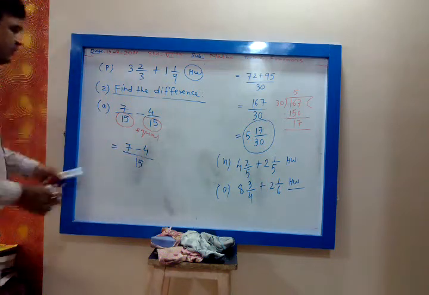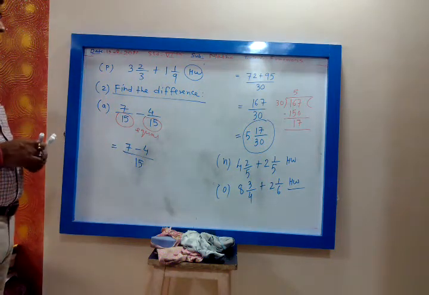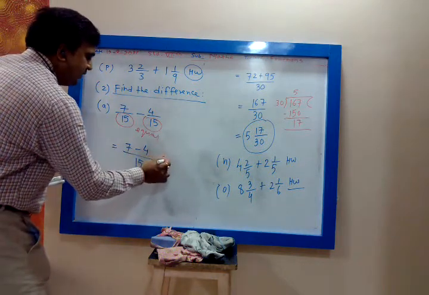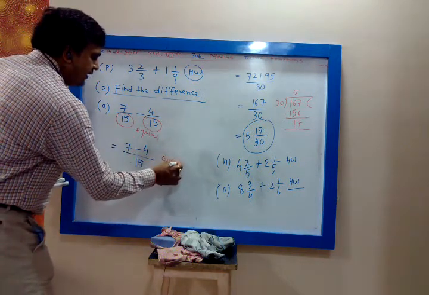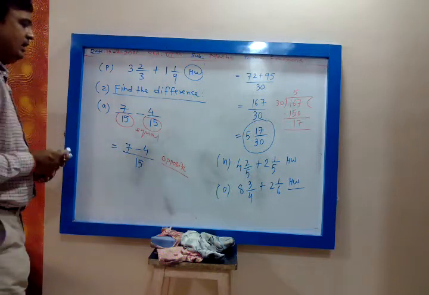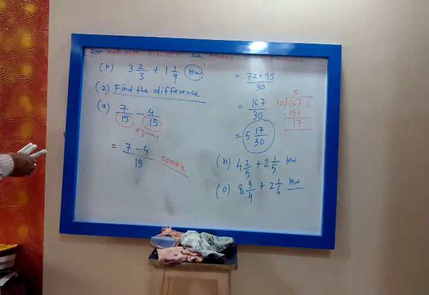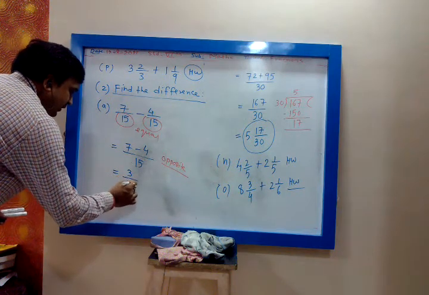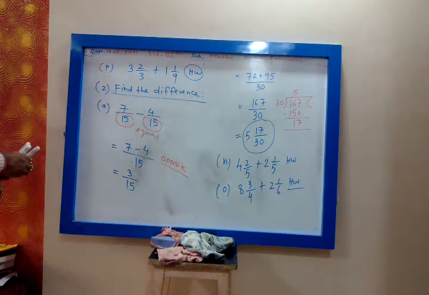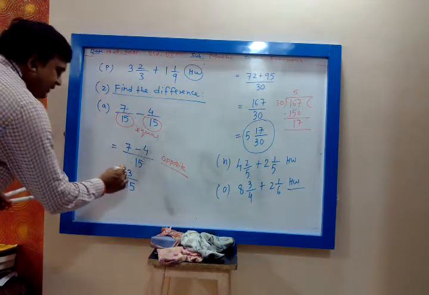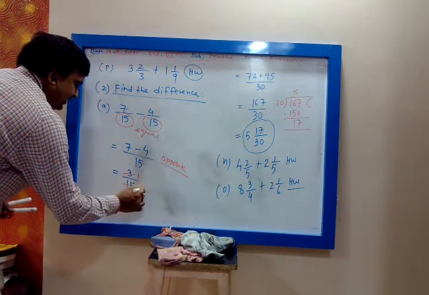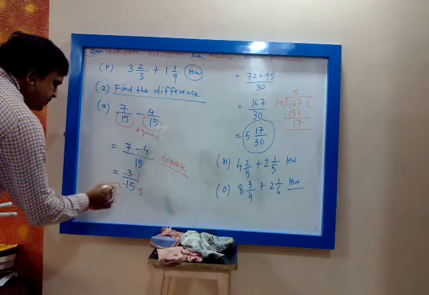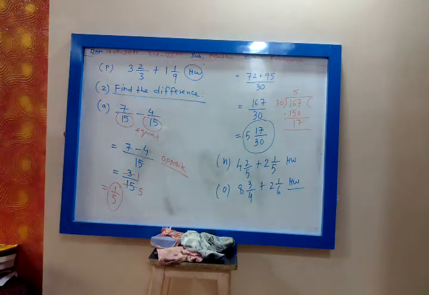Now see here, what is the sign of 7? Plus. What is the sign of 4? Minus. Plus and minus are opposite signs. Whenever they have opposite signs, you have to subtract and take the sign of the bigger number. 7 minus 4 is 3. 3 upon 15, but this is not in the lowest terms. 3 ones are 3, 3 fives are 15. So what is the answer? 1 by 5.